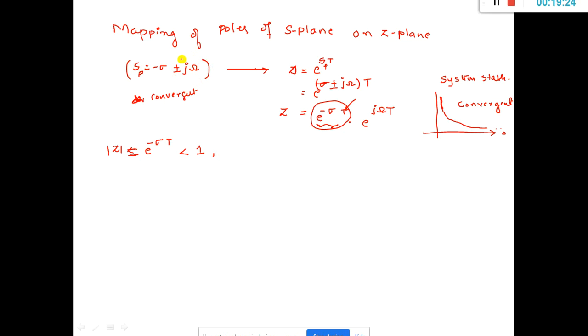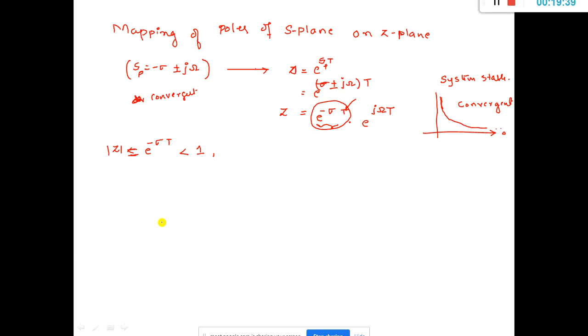All the stable values, when mapped out to the unit circle, or when mapped out to the z-plane, will come under the unit circle. So that is one of the important points that we try to explain here.